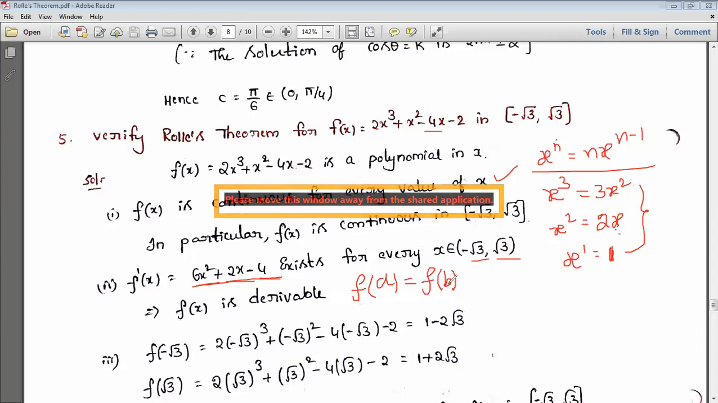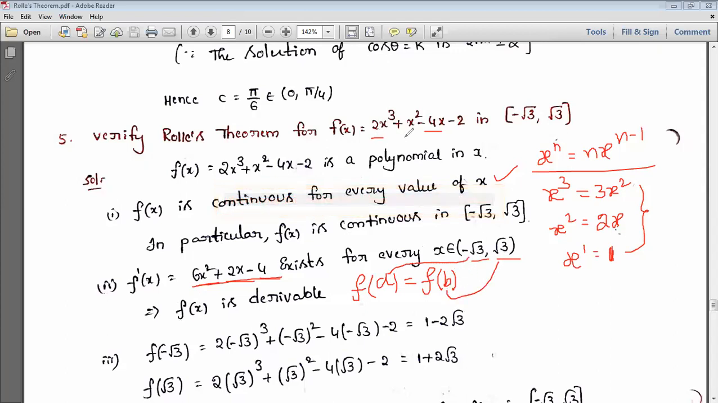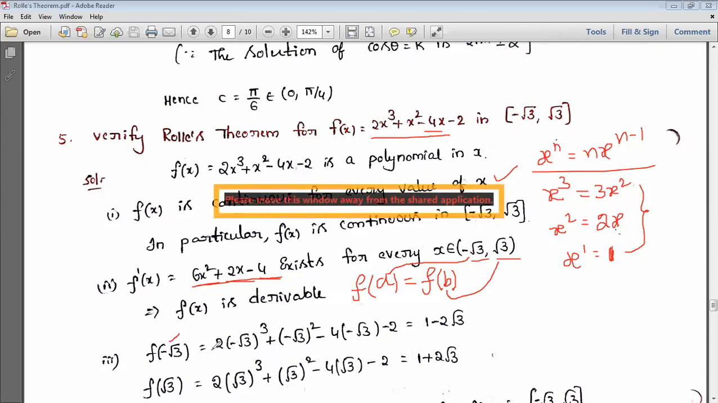For that I am substituting in place of a as minus root 3 and in place of b as root 3 in the given polynomial. Wherever I have x in the given polynomial, I substituted x as minus root 3. Then I got 2 into minus root 3 whole cube plus minus root 3 whole square minus 4 into minus root 3 minus 2.